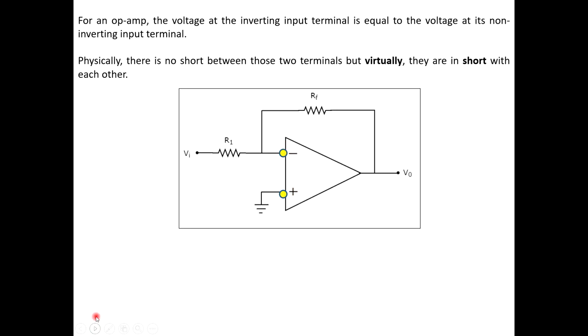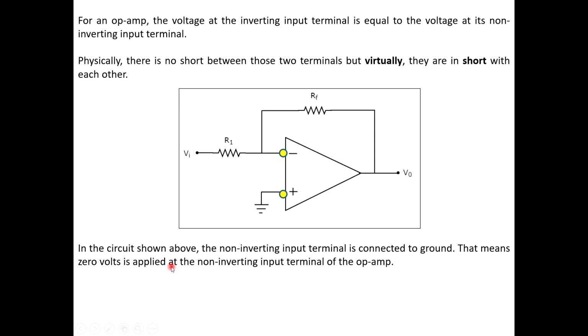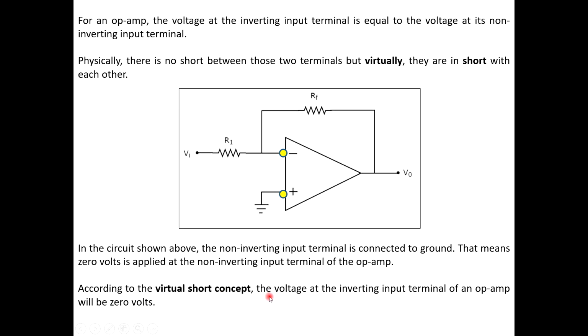So putting that in words, in the above circuit, the non-inverting input terminal is connected to the ground. I explained that over here. That means 0 volt is applied at the non-inverting input terminal of the op-amp. And the virtual short concept says that the voltage at the inverting input terminal, that's the other terminal of the op-amp, will also be 0 volts. I hope this is clear. So virtual ground concept or the virtual short concept, the feedback resistor and the bias resistor. So this slide is important. Please students go through this thoroughly. Let's move on.